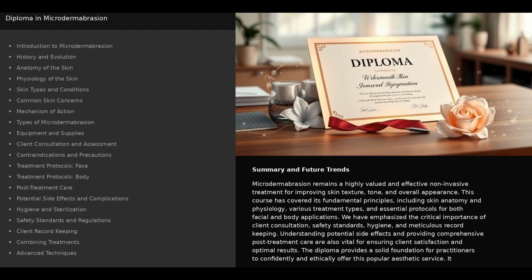We have emphasized the critical importance of client consultation, safety standards, hygiene, and meticulous record-keeping. Understanding potential side effects and providing comprehensive post-treatment care are also vital for ensuring client satisfaction and optimal results. The diploma provides a solid foundation for practitioners to confidently and ethically offer this popular aesthetic service. It equips professionals with the knowledge to deliver safe and effective treatments.